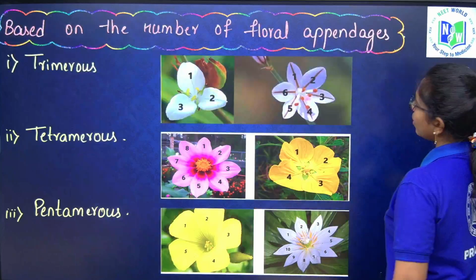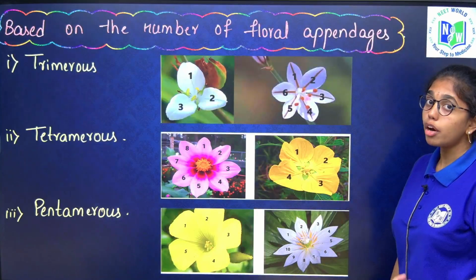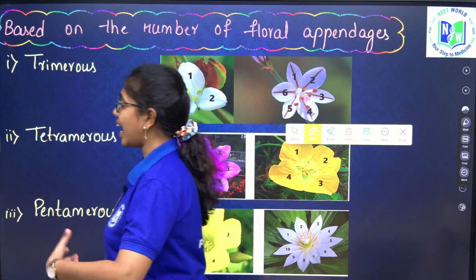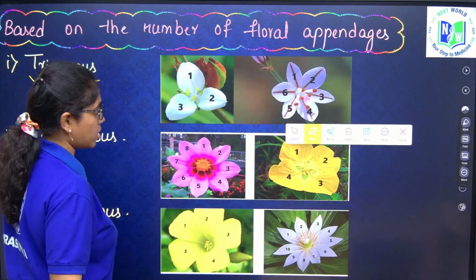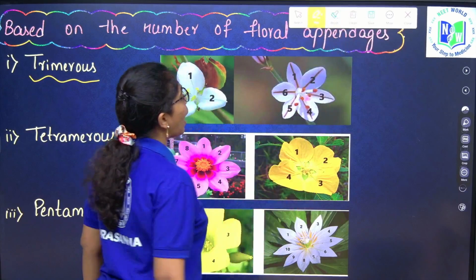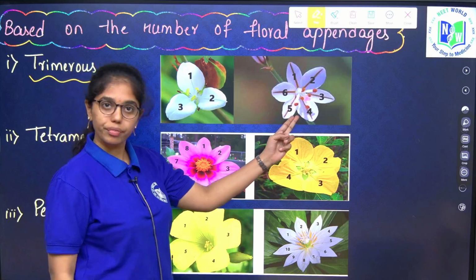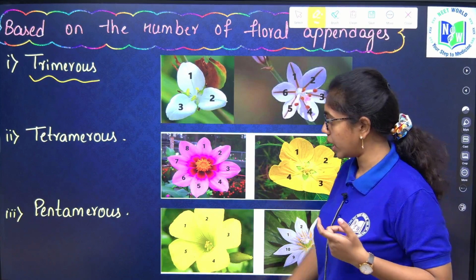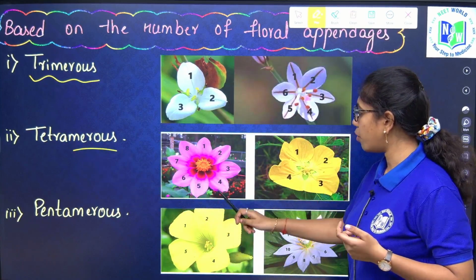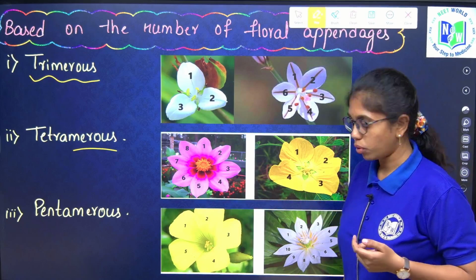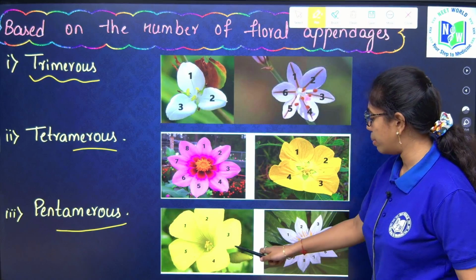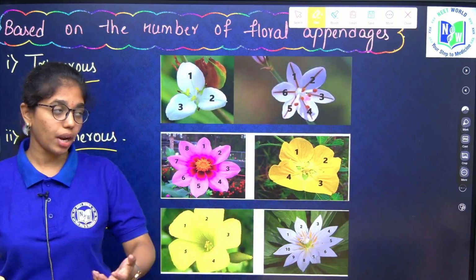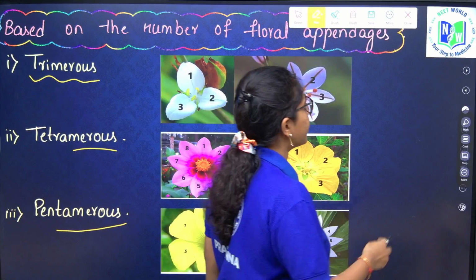Now if you look into the next slide, it is of number of floral appendages. Based on the number of floral appendages we have given names. If it is trimerous, the floral appendages will be 3 or multiples of 3. Tetramerous, floral appendages will be 4 or multiples of 4. Next, pentamerous, floral appendages will be 5 or multiples of 5. Based on this, we say the flower is tetramerous, trimerous or pentamerous.